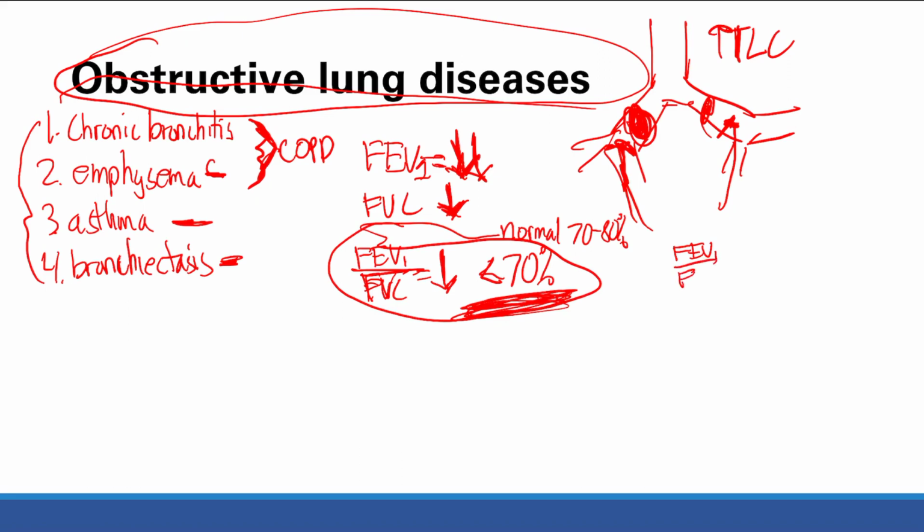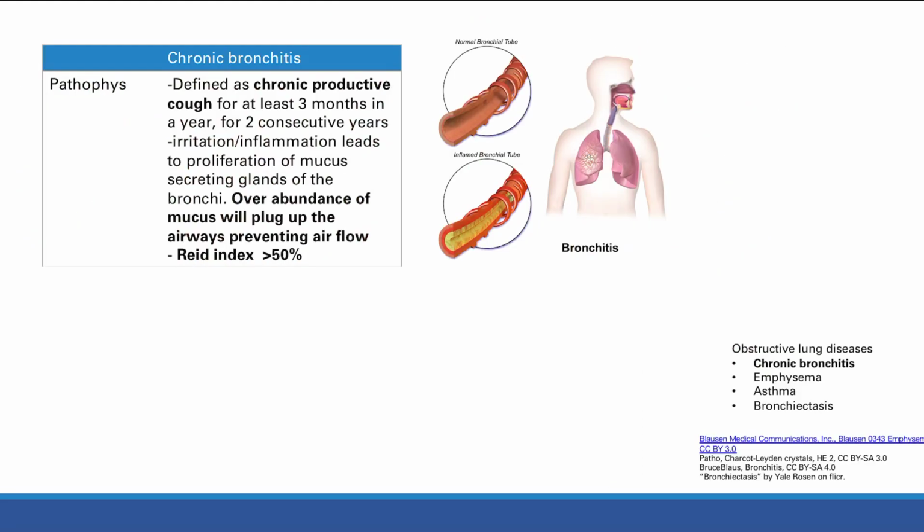I'll explain why later, but in that case, it'll be greater than 80%. So greater than 80% is restrictive, normal is 70 to 80, and obstructive is less than 70%. So now let's talk about these. We're going to go into chronic bronchitis first.